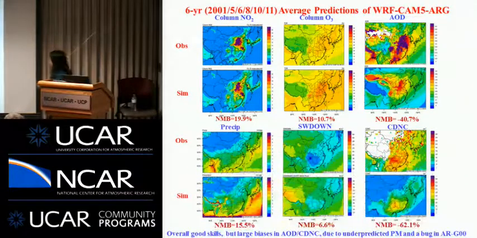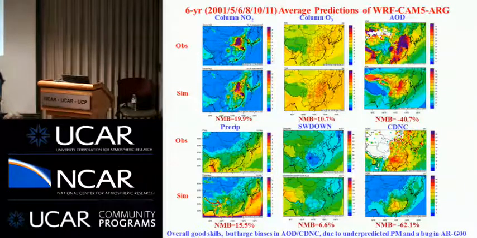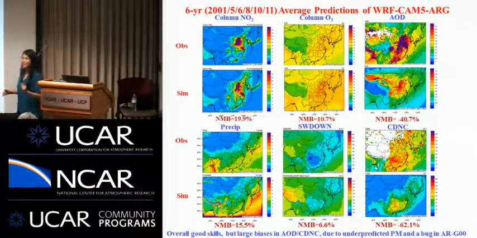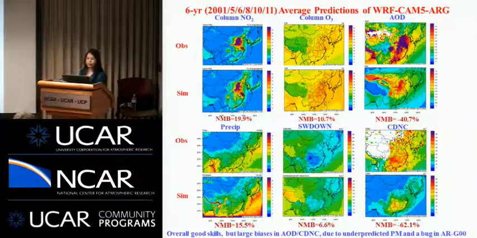Then the evaluation of precipitation, shortwave radiation at the ground, and also cloud droplet number concentration indicates that the model does a good job reproducing precipitation and also shortwave radiation. However, it significantly underpredicts cloud droplet number concentration. This has to do with one bug reported by Steve Ghan at the CESM workshop last week. There was a bug in calculating maximum supersaturation, which can close the gap by 30%, but it's not the entire story, and I will show you more later.